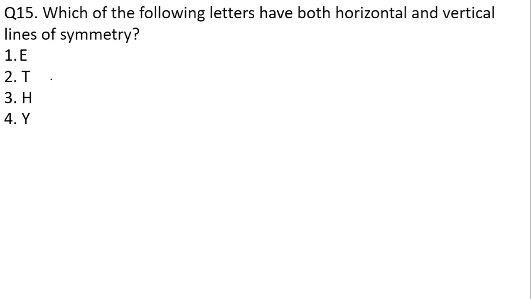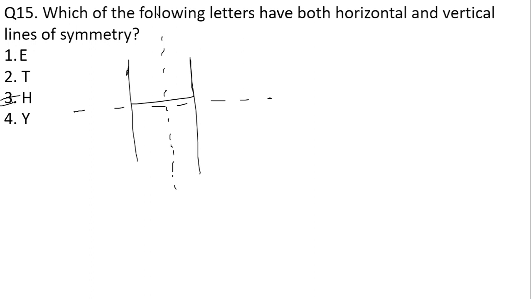Here they have asked which of the following letters has both horizontal and vertical lines of symmetry. Now we have already solved this question. In the case of H, H follows the horizontal as well as the vertical lines of symmetry, hence the correct answer is option number three. We have already solved this question.